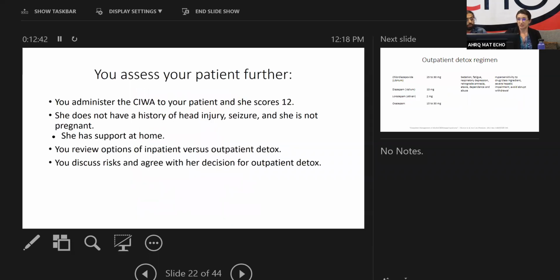So back to your patient, you assess her further, administer the CIWA, and she scores a 12. So she is definitely exhibiting signs of withdrawal. However, she's not in that severe range where we would necessarily be transporting her, let's say, to the emergency room. She does not have a history of a head injury or seizure, and she's not pregnant. She does have support at home. So she actually prefers and is a good candidate for outpatient detox.